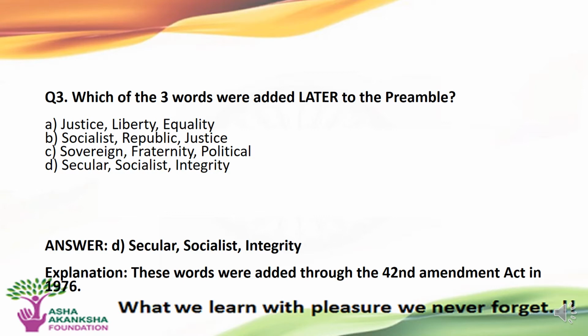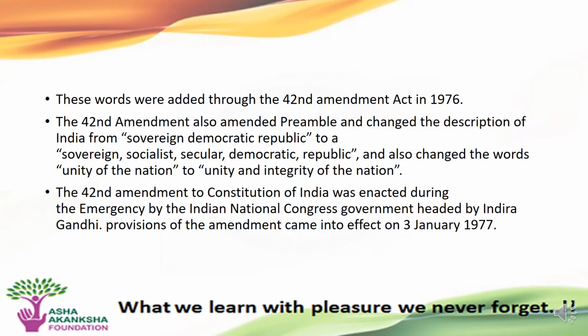These words were added in the preamble of the Indian Constitution through the 42nd Amendment Act in 1976. The 42nd Amendment also changed the description of India from sovereign democratic republic to a sovereign socialist secular democratic republic, and also changed the words unity of the nation to unity and the integrity of the nation. The 42nd Amendment to the Constitution of India was enacted during the emergency by the Indian National Congress government headed by Indira Gandhi. The provisions of the amendment came into effect on 3rd January 1977.